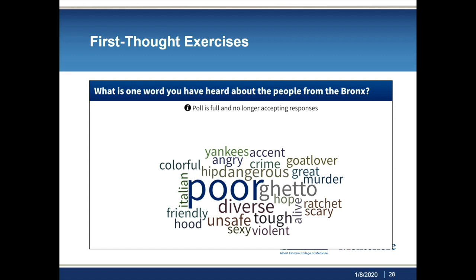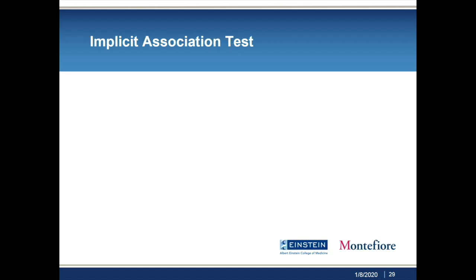If you think people are going to be dangerous, already in your mind before you meet them, you're very likely to act differently than if you didn't think they were dangerous. And people say a lot of things about the Bronx. Has anyone taken the implicit association test?